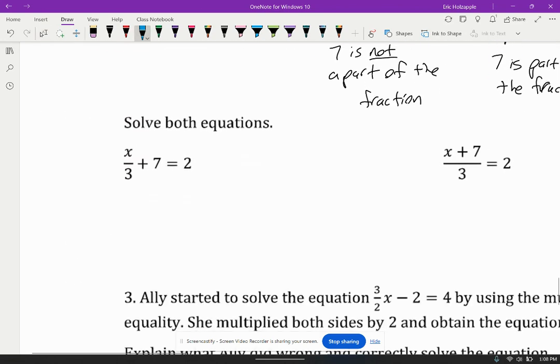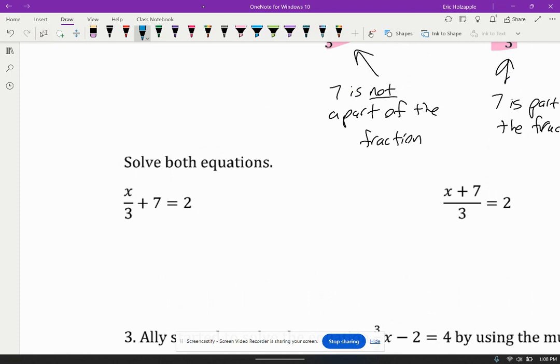We'll focus on this one first. The biggest difference is our denominator, our only denominator in this is a 3. So that means in order to get rid of it, we're going to multiply everything by 3. The difference is because the 7 is not a part of that fraction, it also has to be multiplied by 3. So this is going to force our 3 and 3 simplifying down to 1, just leaving us with x. Plus, now we're going to do 3 times 7, which is 21, equals 3 times 2 is 6. And here we are going to subtract the 21 on both sides, and we get x equals negative 15.